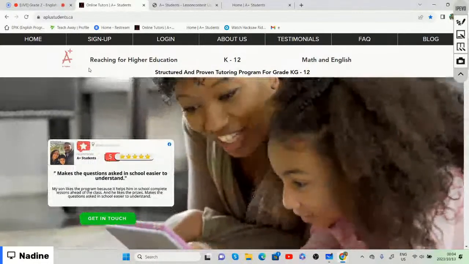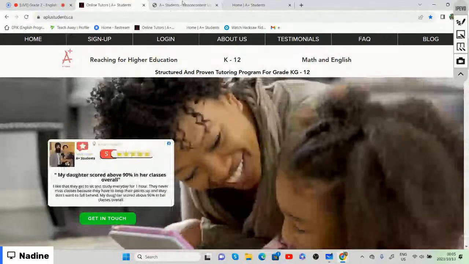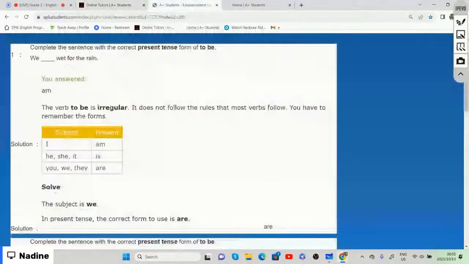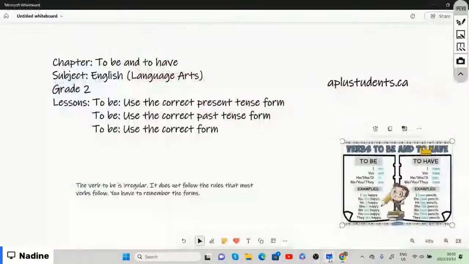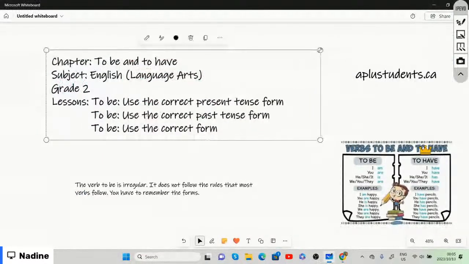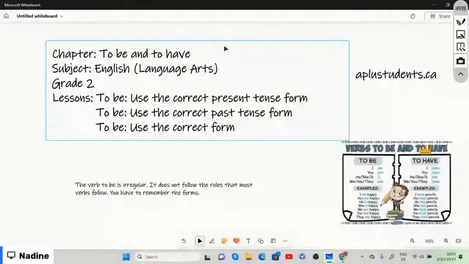All right, so once you have selected grade 2, you're going to scroll down until you get to the chapter of to be and to have. The chapter that we're going to be focusing on is to be and to have. The subject is English, or we can say it's language arts. Grade 2.